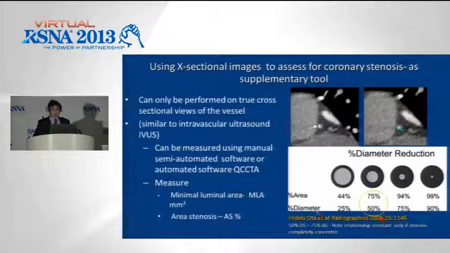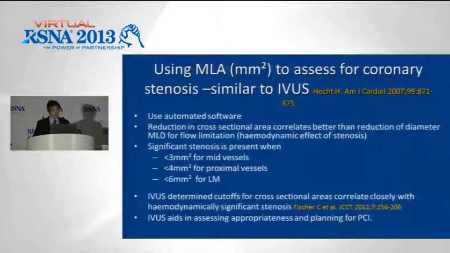A 50% diameter stenosis corresponds to an area stenosis of 75%, and a diameter stenosis of 75% corresponds to 94%. These are easy numbers for you to remember, but remember this relationship only works if the stenosis is completely concentric, and often disease is eccentric. Harvey Hecht from Lenox Hill in New York published this paper a few years ago, and he still advocates using MLA, millimeter squared, to assess for coronary stenosis similar to IVUS.